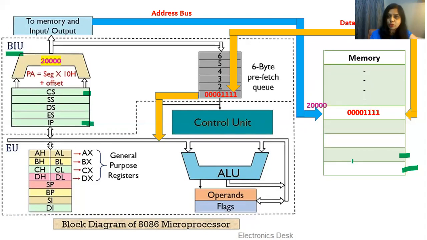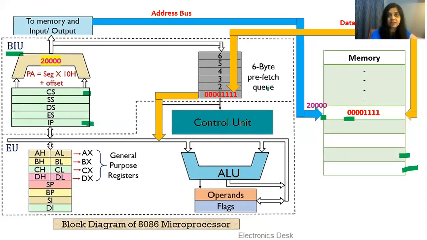Now, let's assume that this is some memory location, whose address is 20000, and in this memory location, some instruction is stored whose opcode is 00001111. So what is this 00001111? It is the instruction code stored in the memory. Now let's assume the situation in which the microprocessor wants to fetch this instruction and execute that instruction.